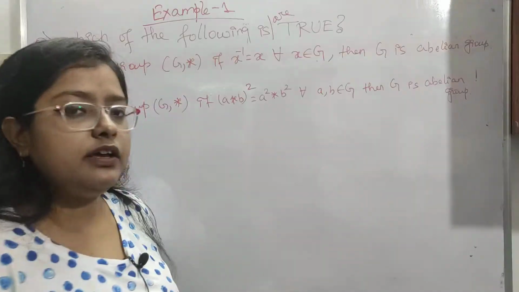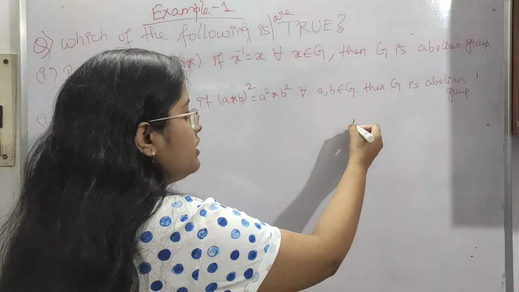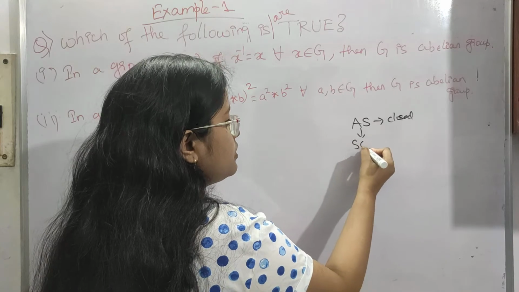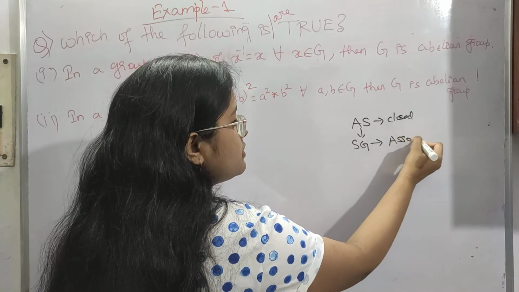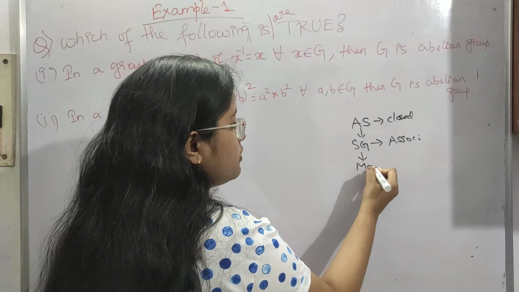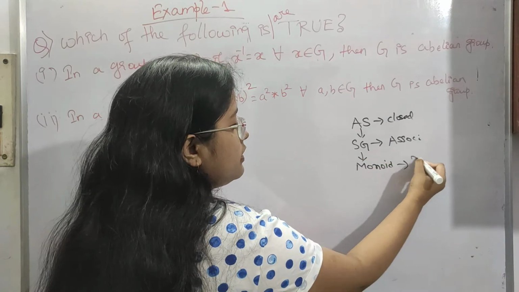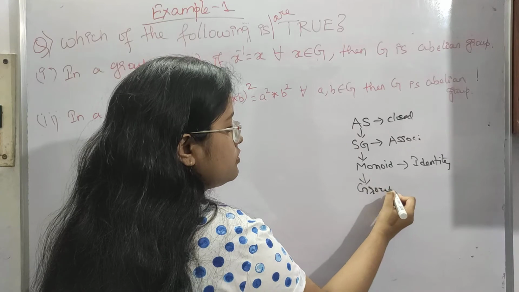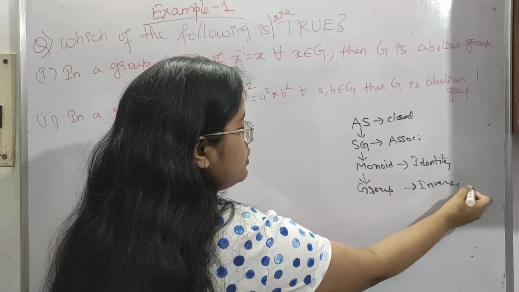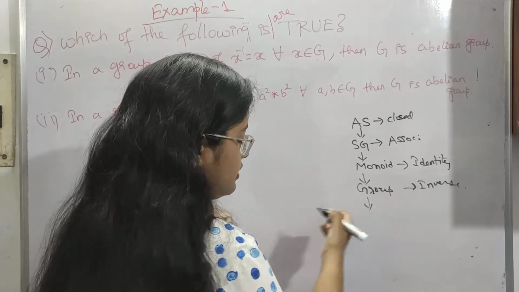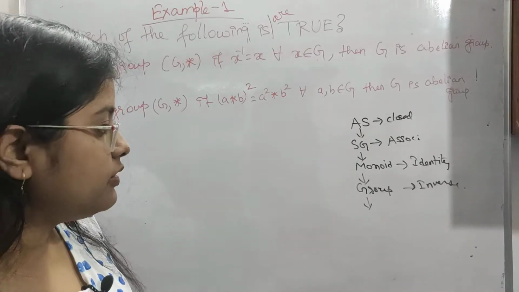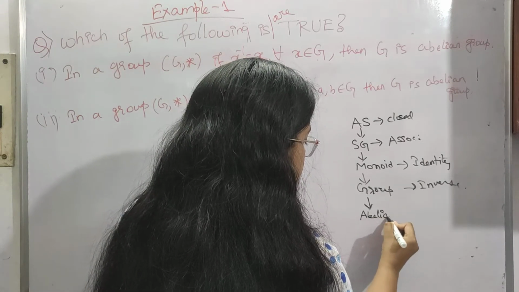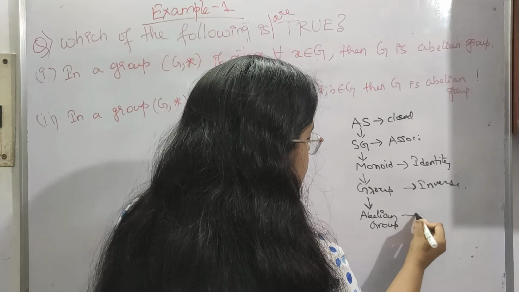First of all, we have seen till Abelian group. The first thing is, if it is closed, then it is an algebraic structure. Next is semigroup. If it is associative, then it is a semigroup. Next is monoid. A monoid is when it contains an identity element. Next is group. If it contains an inverse, then it is a group. Then next is Abelian group. If it is commutative, then it is an Abelian group. So if it is an Abelian group, it has to be commutative.